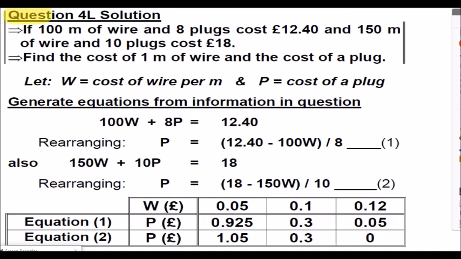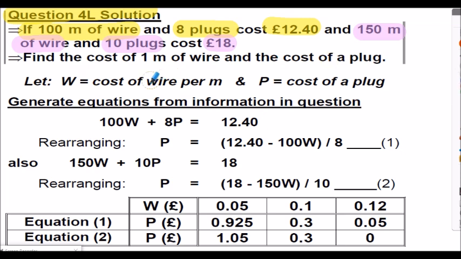Finally, question 4L solution. We were given 100 meters of wire and 8 plugs cost £12.40, and 150 meters of wire and 10 plugs cost £18. We've got to find the cost of 1 meter of wire and the cost of a plug.